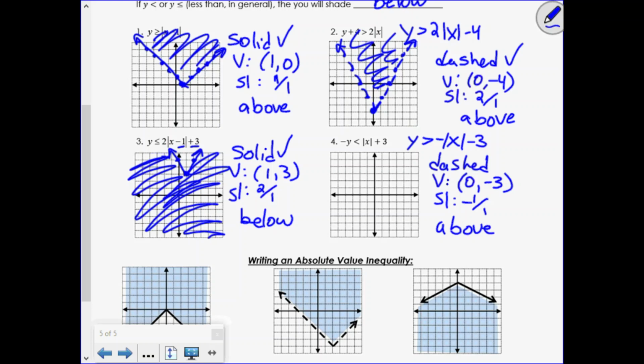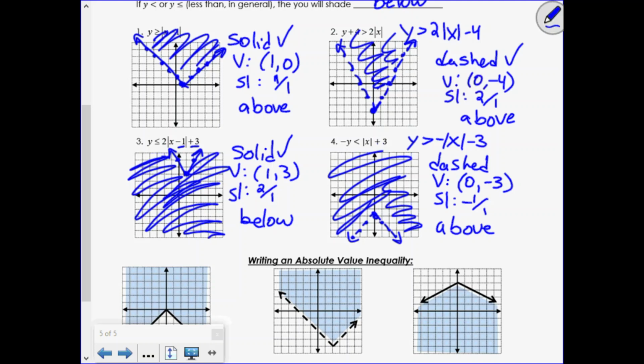And then am I going to be shading up or down? Alright, so vertex right here, slope. And then this is dash, so again, double check before you jump into graphing. I know you guys are going to feel like instinctually drawing a solid line, so you always got to check. And then shading above. All that. Okay? Everybody okay with those last 2?